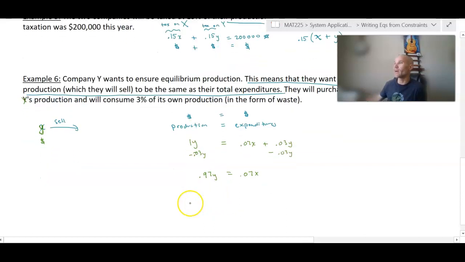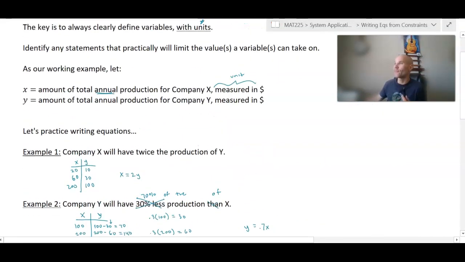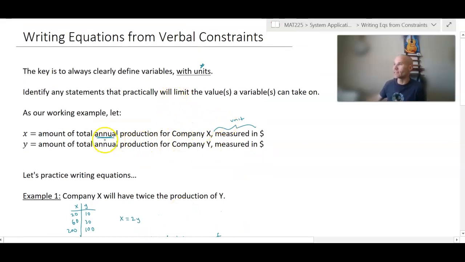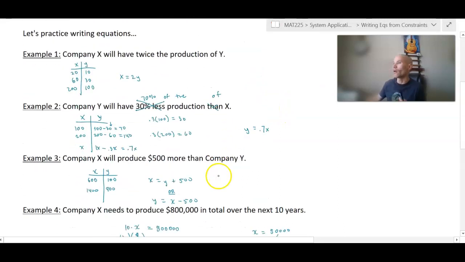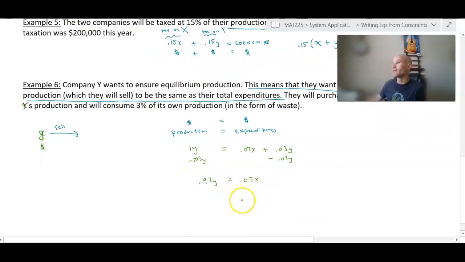So these are just a few examples of one context, but notice that in each situation we have to go back to the units, and this is why things like annual production and measured in dollars are incredibly valuable when we're trying to do computations that lead to constructing equations. So just lots of practice, we get much better at this.